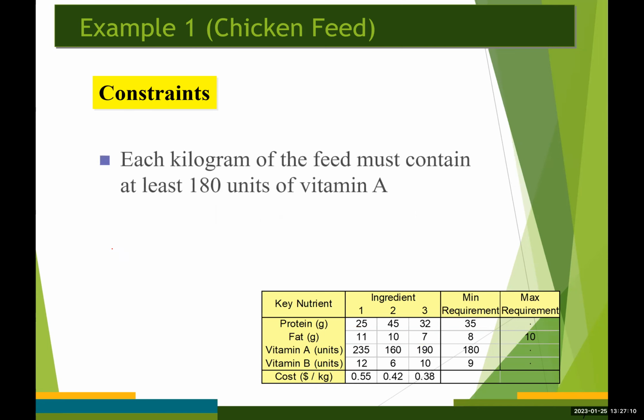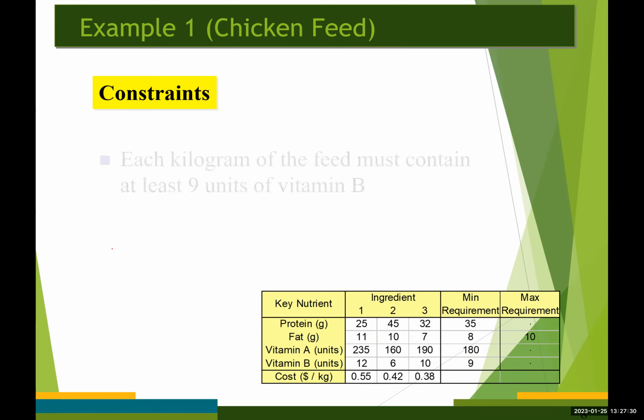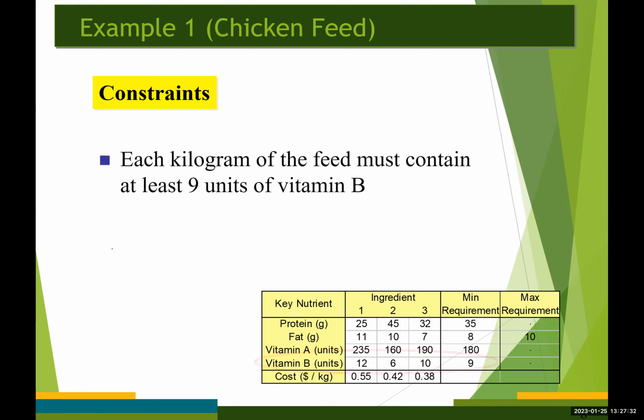Okay, and the next constraint is about the vitamin A requirement. Each kilogram of the feed must contain at least 180 units of vitamin A. Using the table values, we can construct the mathematical form like this. Likewise, the vitamin B constraint can be constructed like this.